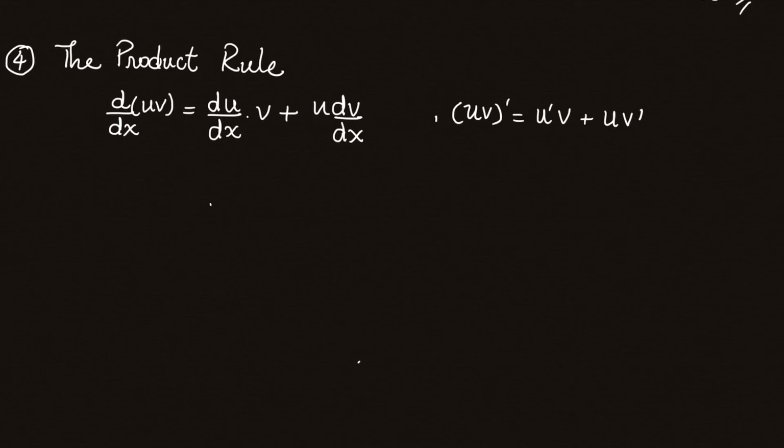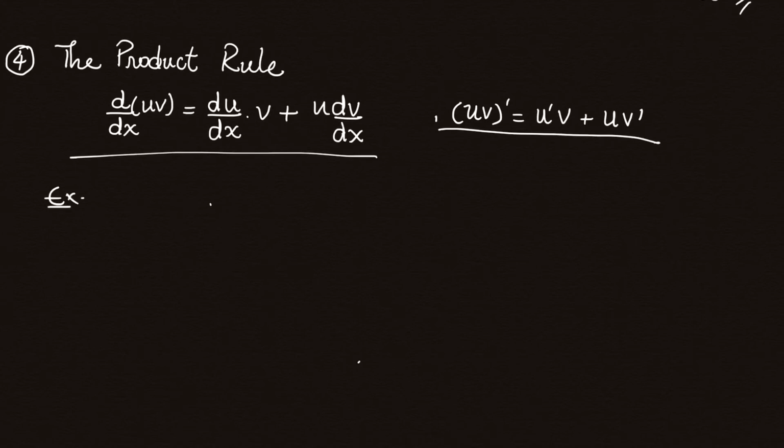Product rule. If you have the product of two functions, the first way is to just multiply the two functions and then apply the rule. But sometimes it's really hard to multiply them, so we just apply this rule here, which is the same as writing it this way. It's going to be the derivative of the first function times the other function non-derivative, plus the first function non-derivative times the derivative of the second function. Let's see that in practice to better understand.